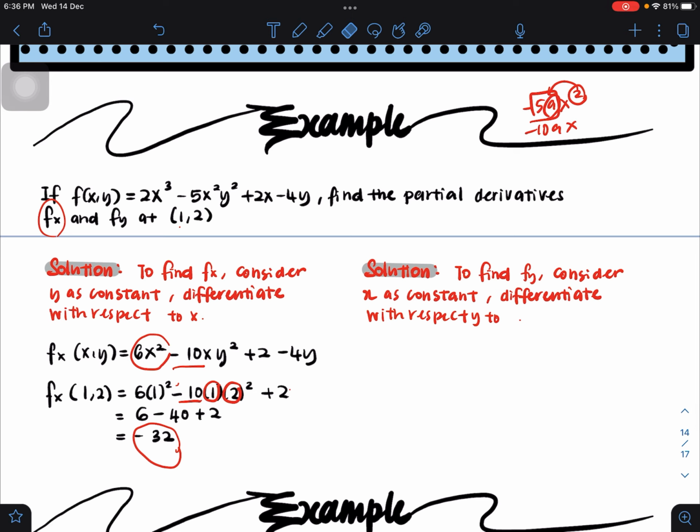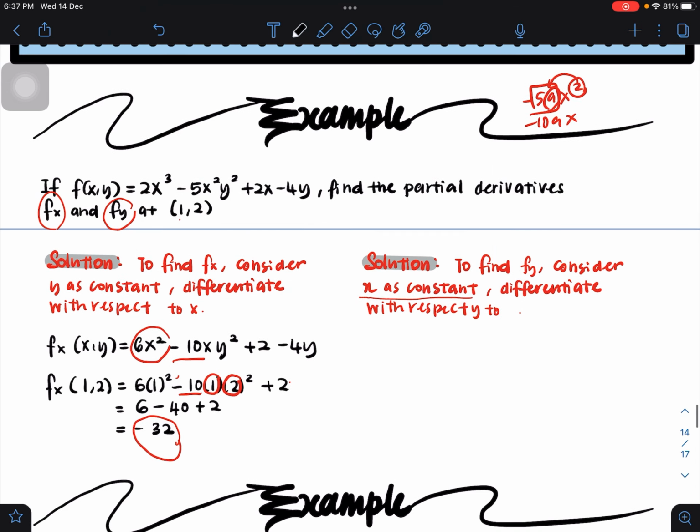Let's see this example. If f(x,y) is again the same function, 2x cubed minus 5x squared y squared plus 2x minus 4y. Just now we already found the derivative in the direction of x. Now we want to find the derivative in the direction of y. Whenever we want to find fy, we will consider x as a constant. So let's write down the equation. We have f(x,y), the function of two variables, which is 2x cubed minus 5x squared y squared plus 2x minus 4y.